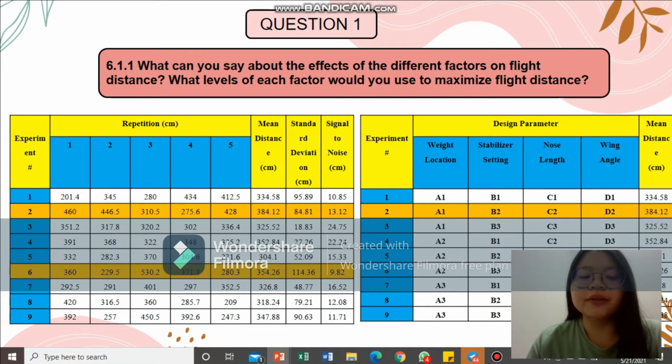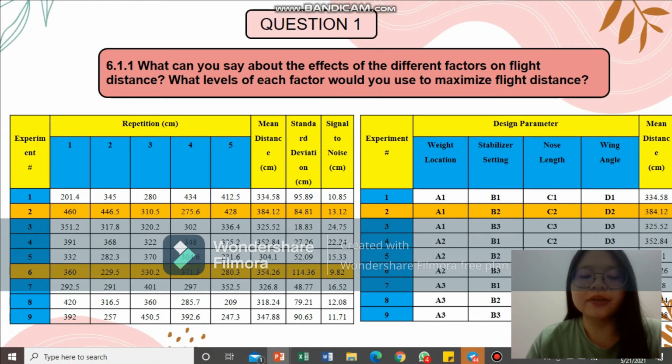In addition, the weight of the paper airplane should also be considered, as the weight also affects the flight distance. We found that the paper airplane with the parameter at position A1 had a longer flight distance compared to positions such as A2 and A3. This can be seen in experiment number 2. The position of the weight is at position A1 and has a longer mean distance of 384.12 cm compared to other experiments.